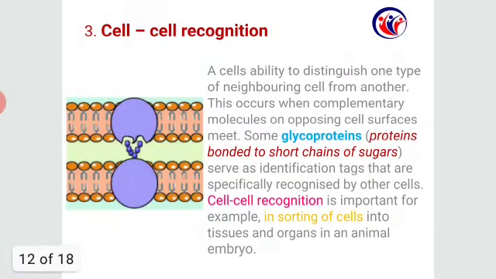The third one, cell to cell recognition. Man, if you look at how life happens, you just marvel and accept that really there is a being that is really supreme. You are saying a cell is the basic unit of life, but you also know that a group of cells forms a tissue and a group of tissues forms an organ.